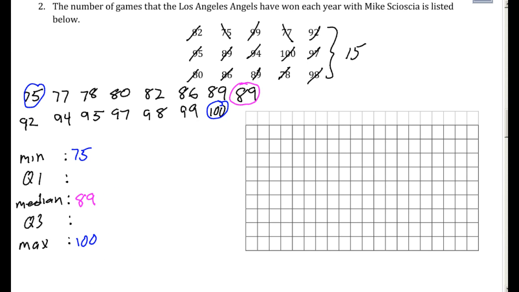All right, Q1. So what is the middle of these? Notice how I'm leaving out the 89. What's the middle of these? 80 is the middle. And what's the middle of these? Yep, 97. There's 3 bigger, 3 smaller for each of them.